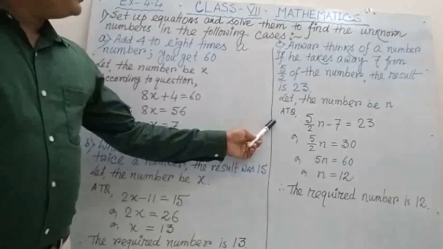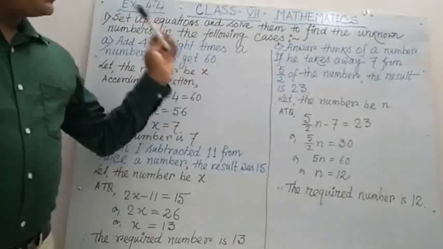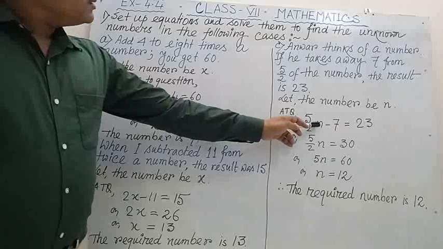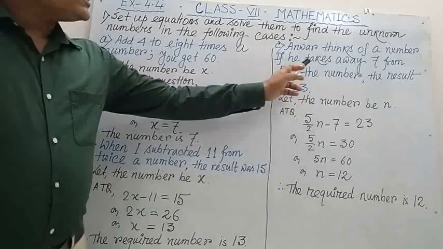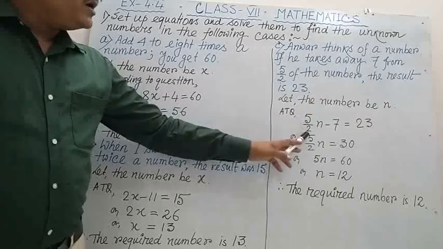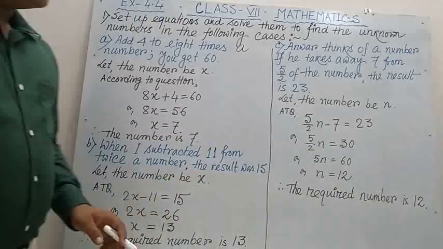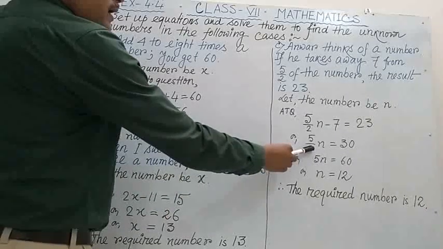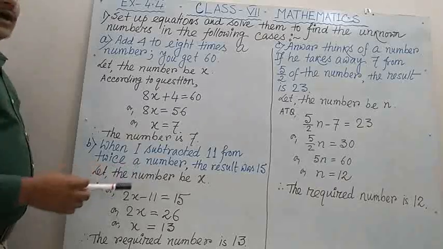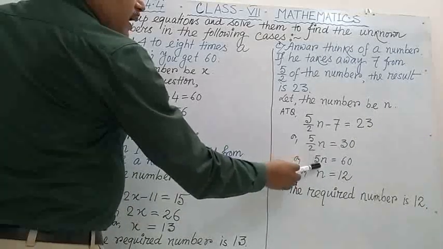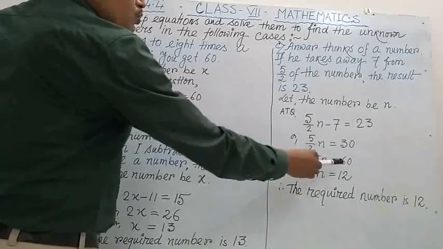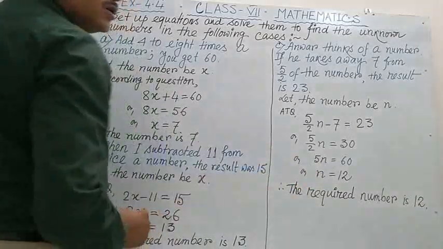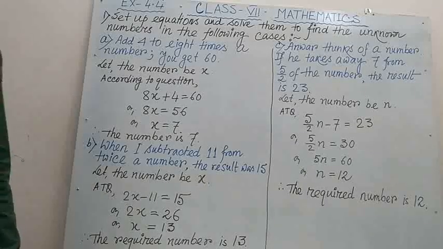Now according to the question, Anwar thinks of a number, he takes away 7 from 5 by 2 of the number. 5 by 2 of the number, that is 5 by 2 of n. Taking away 7 from it, that is 5 by 2 n minus 7, and the result is 23. Now 5 by 2 n equals 23 plus 7, that is 30. Now 5n equals 30 into 2, 60. So n equals 60 by 5, that is 12. So the required number is 12.